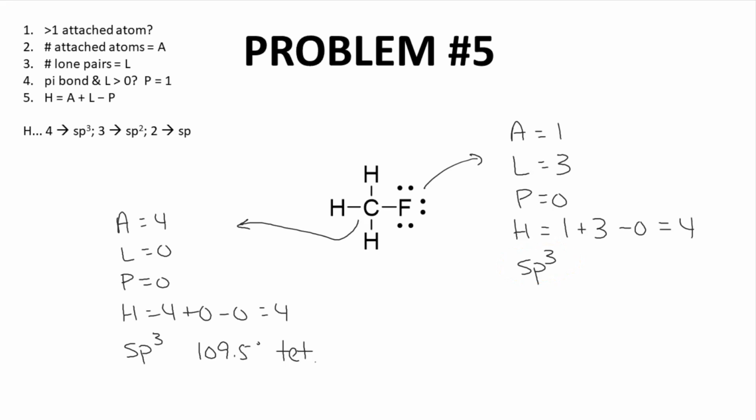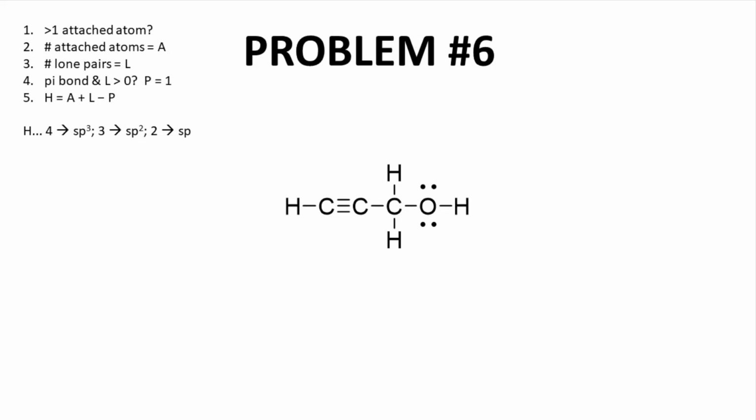Let's go to question number 6. Okay, question number 6 has 4 atoms we have to focus on. So let's get to work. Here's this carbon. This carbon is attached to multiple atoms. It's attached to a carbon on the right and a hydrogen on the left. So A equals 2. It has no lone pairs. Carbon typically doesn't have lone pairs. And it's part of a pi bond, but it's not next to a pi bond. So we don't have to worry about that.